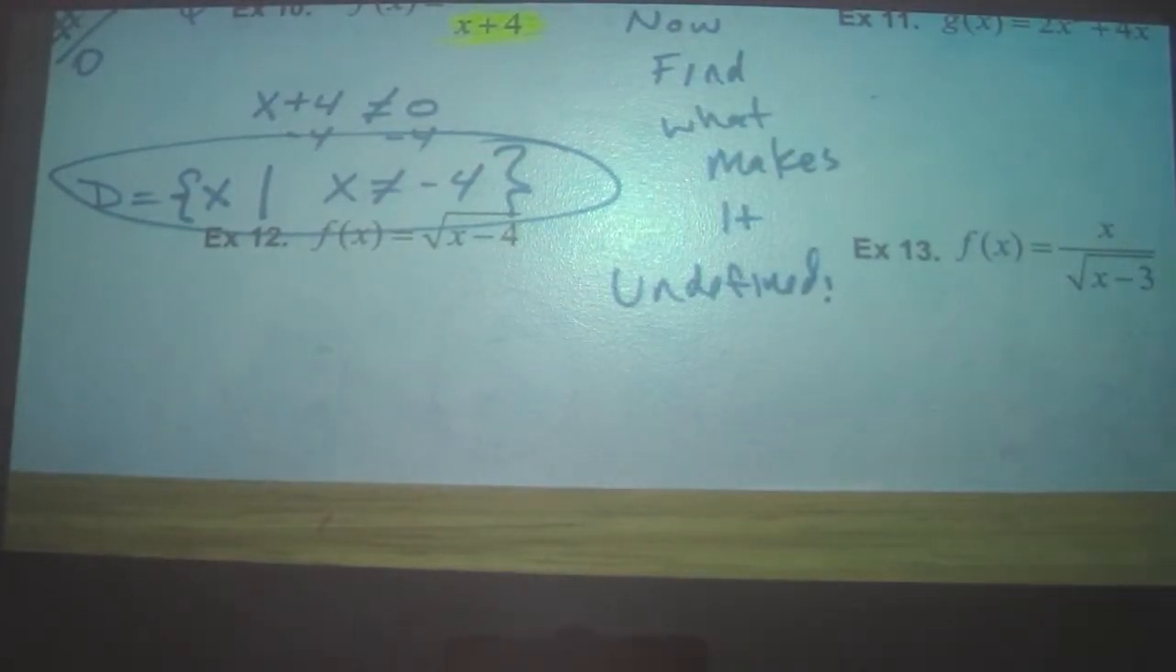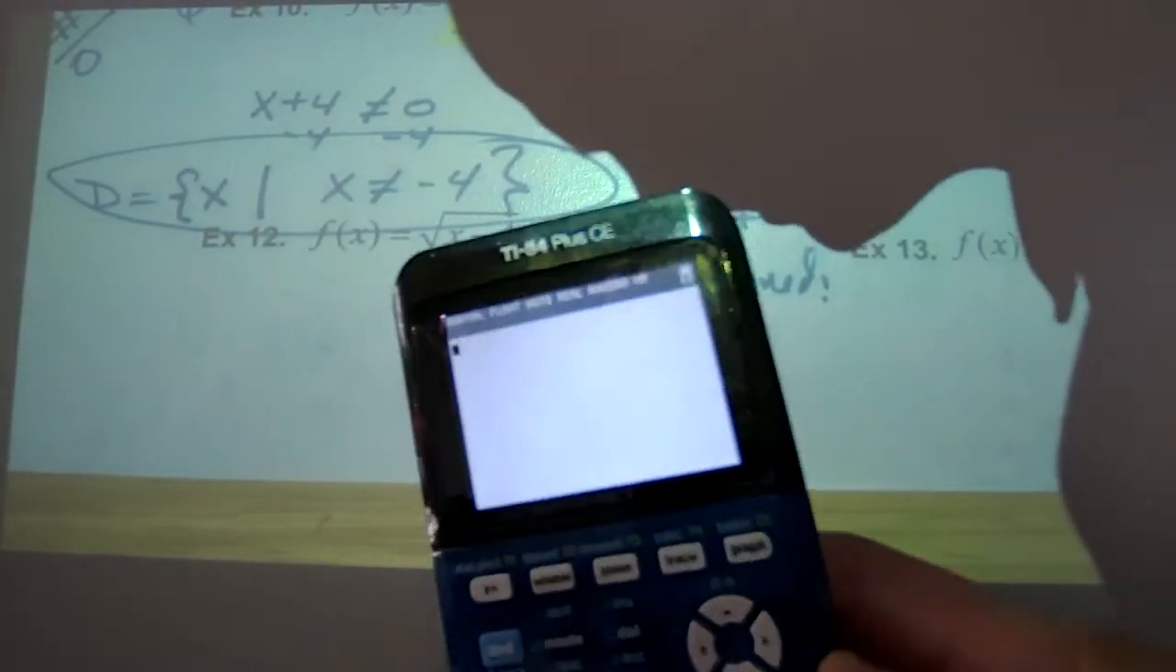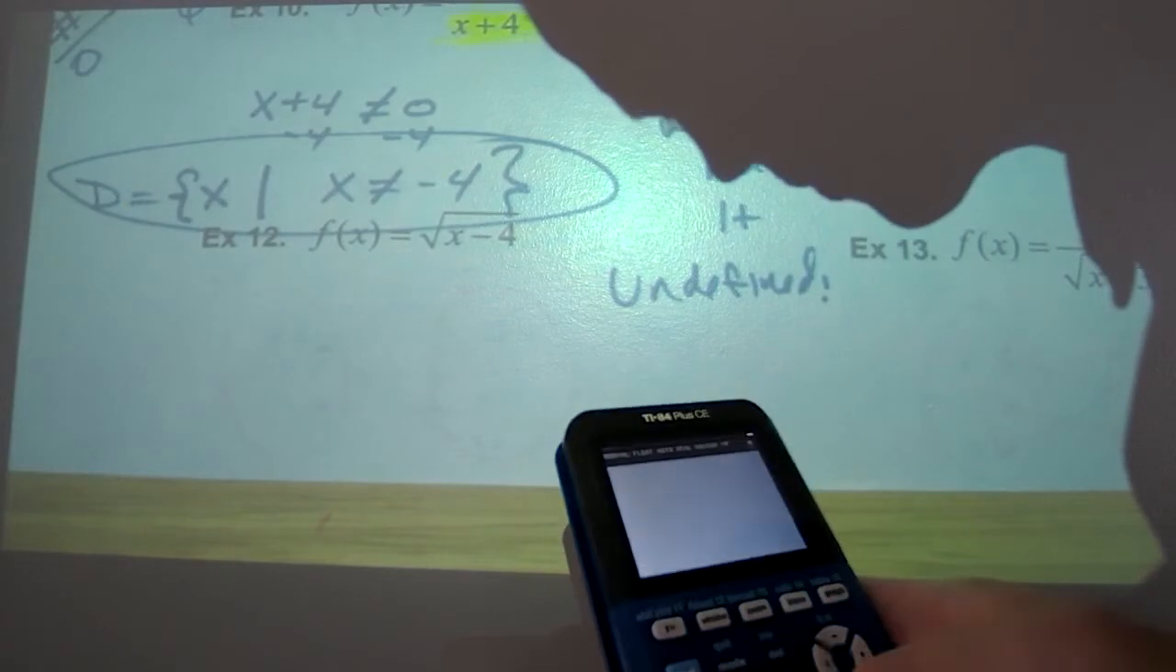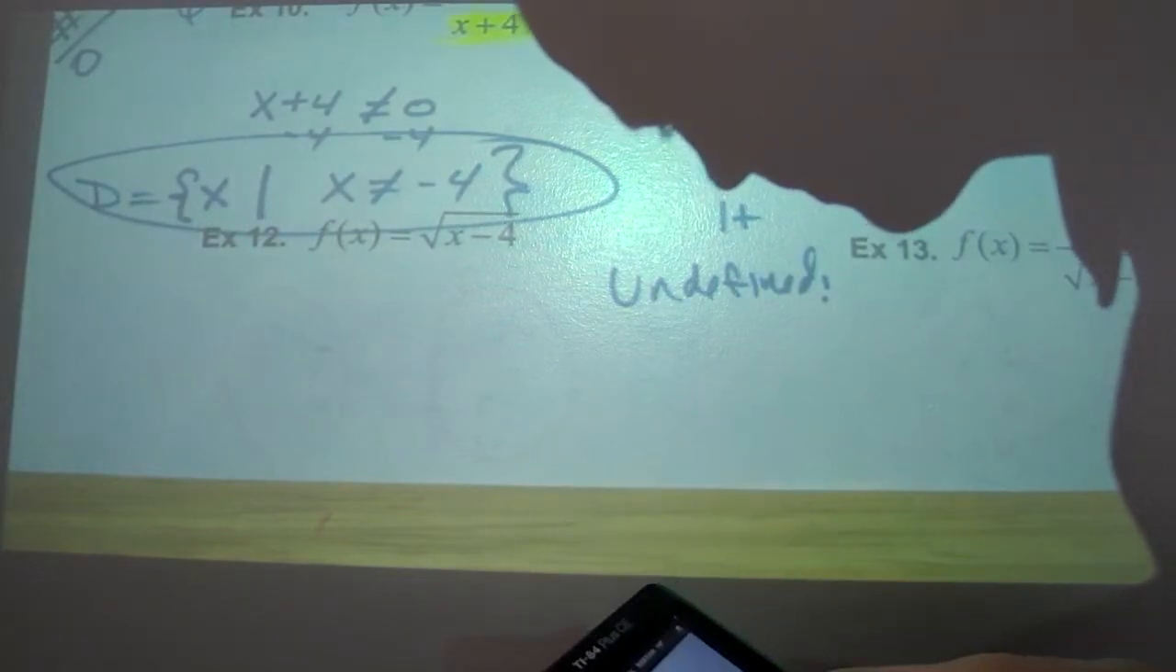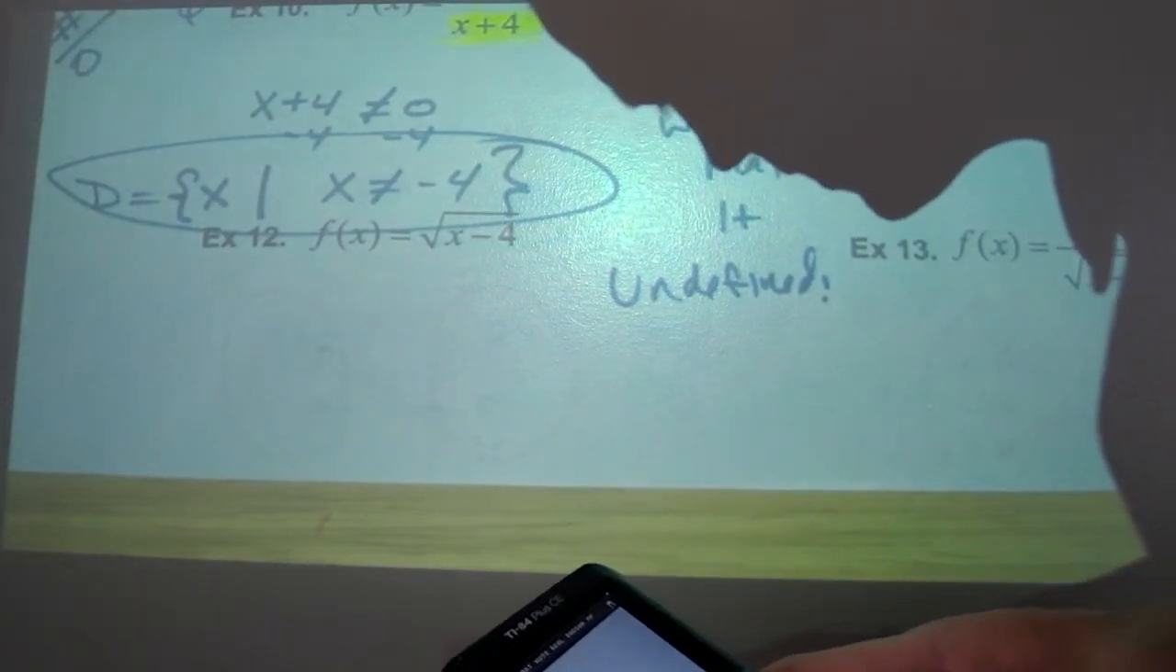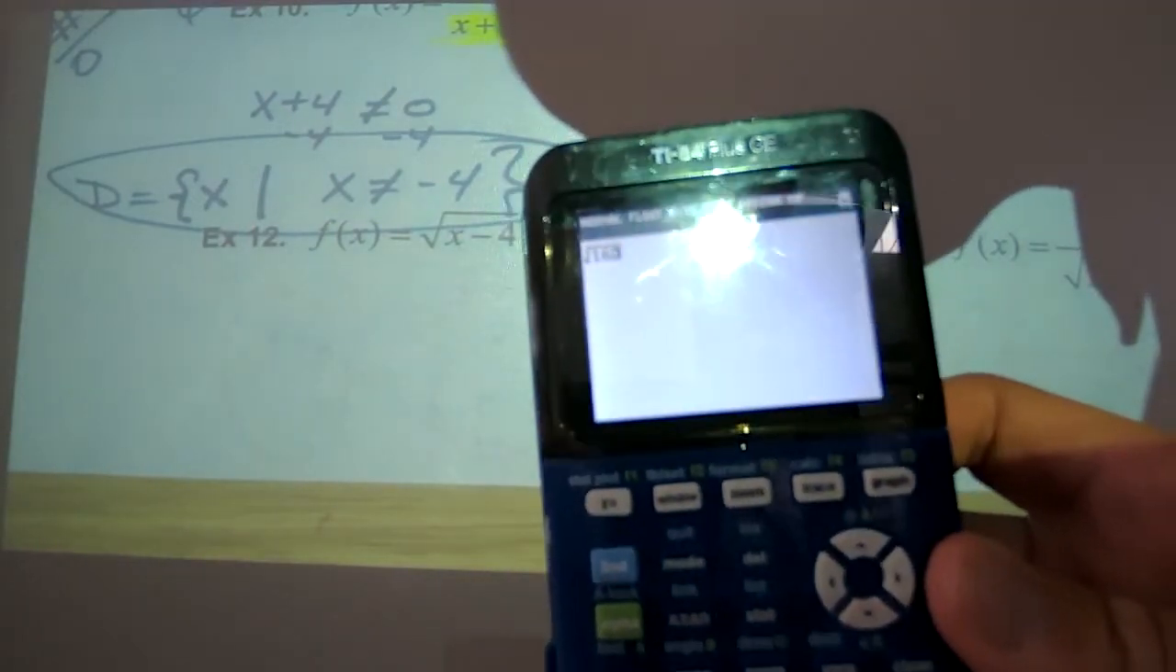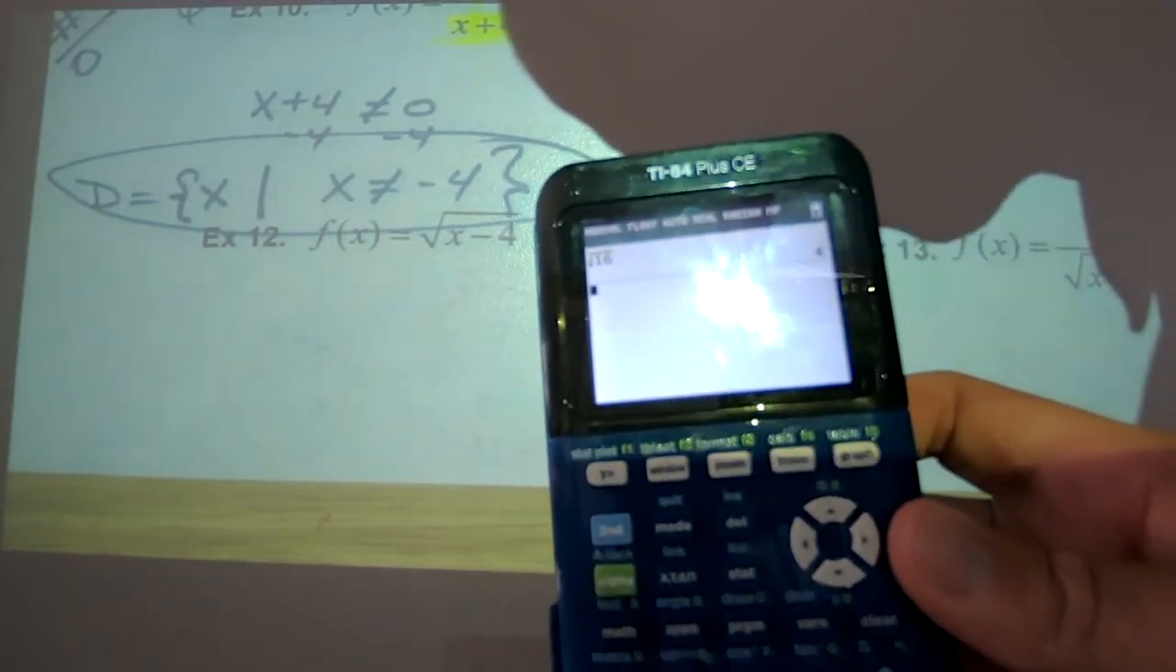Let's see if I can put this to the camera here. I don't know if you can see this or not. I'm going to do a square root. So square root of, let's do 16. So square root of 16, can you see that, is 4.